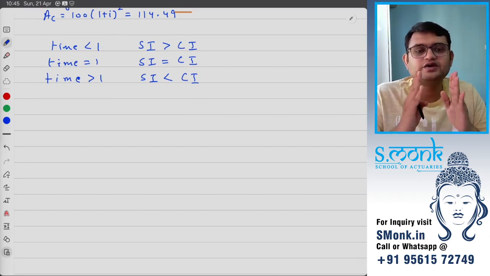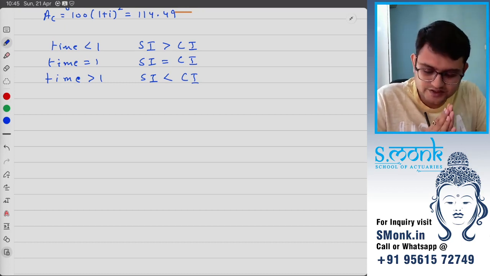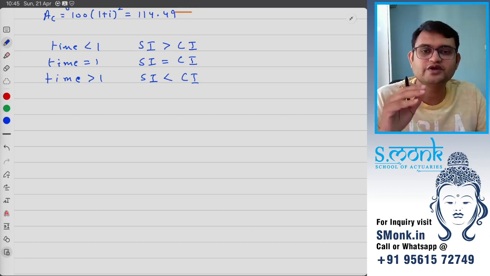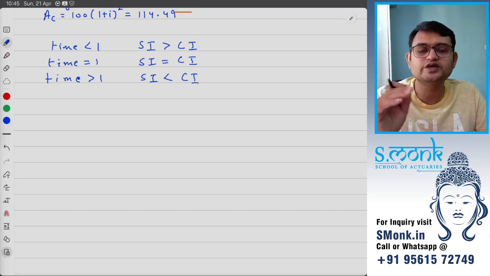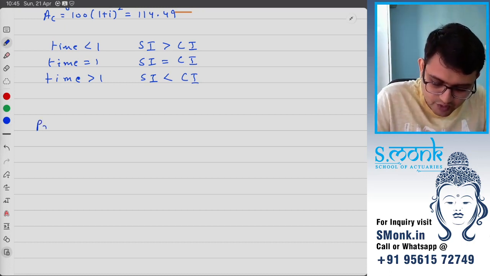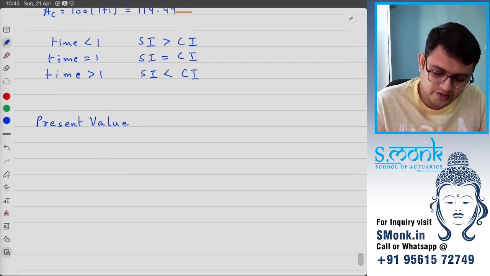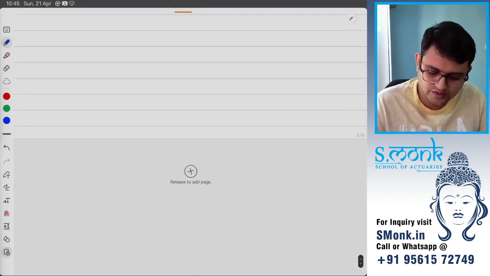From this point, I think everybody understands the simple interest, compound interest basics at least, right? From this point, we will be talking about the notations that we are going to use. Now, the first thing that is very important is present value. The terms and the notations that we are going to use. Present value.